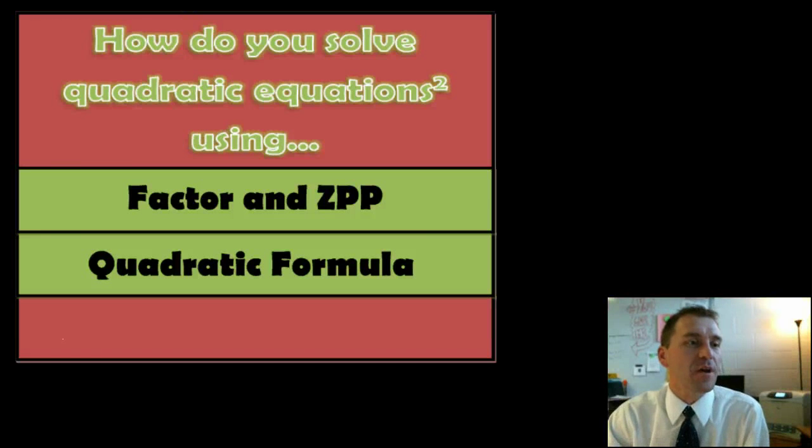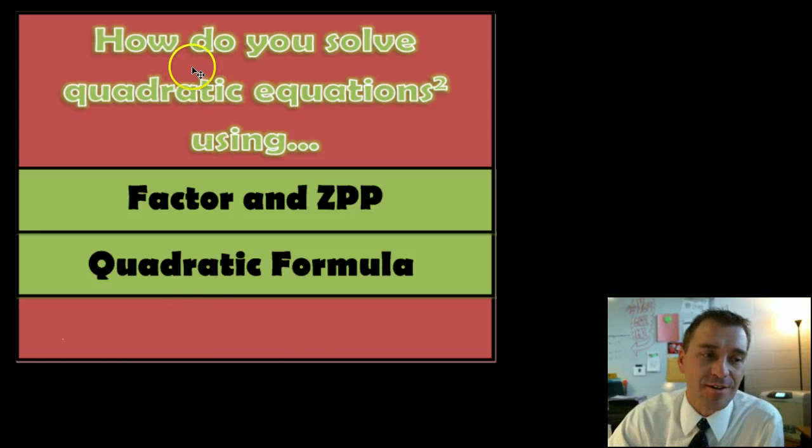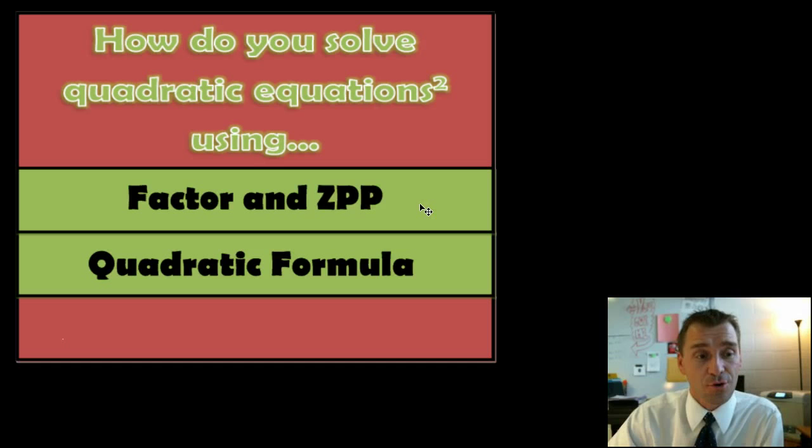We are moving on to section 5.3, and in this section we're going to talk about the last part of this foldable and how we actually go about solving quadratic equations. We've mastered factor and ZPP. We've now mastered the quadratic formula. Beautiful. The massive, awesome, meticulous quadratic formula. Remember, factor and ZPP only works if you truly can factor the actual quadratic. The quadratic formula will always work no matter what.